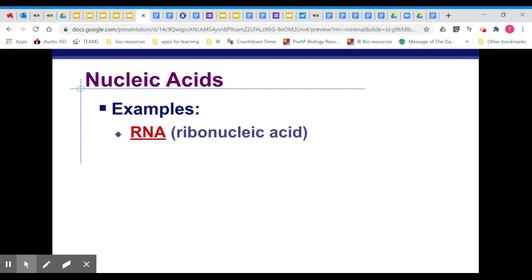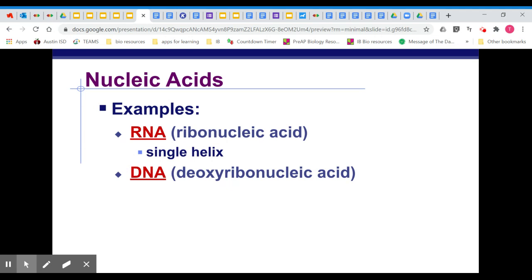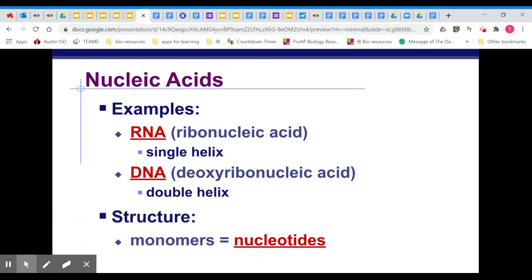So you have RNA, which is ribonucleic acid, and then DNA, which is deoxyribonucleic acid. So that deoxy, it's missing an oxygen in the structure. They're made up of repeating chains of monomers called nucleotides. So DNA is made up of a double strand of nucleotides, whereas RNA is a single strand of nucleotides.